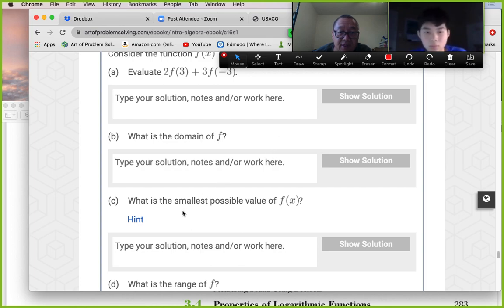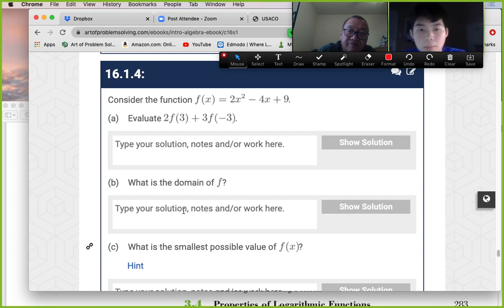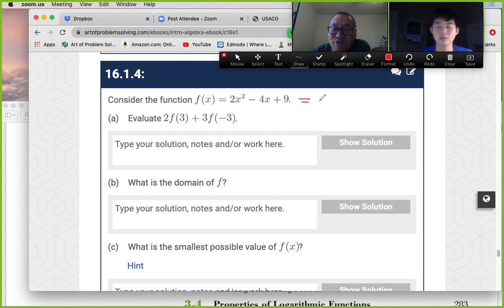Now let's see C. What is the smallest possible value of x? What is the smallest possible value of x? Negative infinity? No, this one is a little bit of a challenge. You need to do it this way. You need to take 2 out from the first 2 terms. You get 2 times x squared minus 2x, right? Then plus 9.